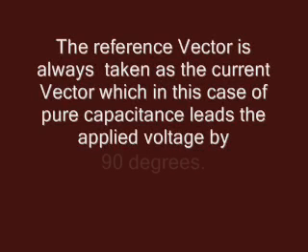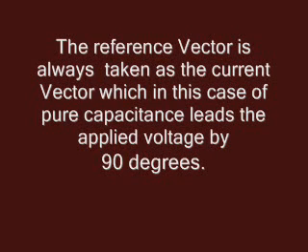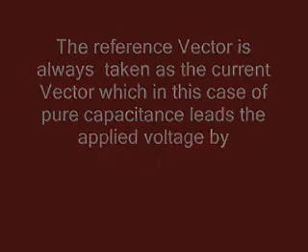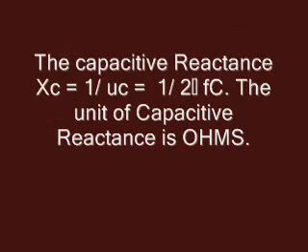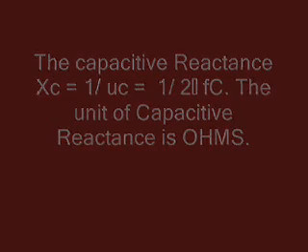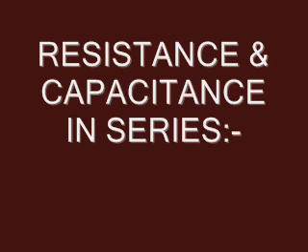The reference vector is always taken as the current vector, which in the case of pure capacitance leads the applied voltage by 90 degrees. The capacitive reactance XC is equal to 1 over omega C, which is equal to 1 over 2 pi f C. The unit of capacitive reactance is also ohms. Resistance and capacitance in series.